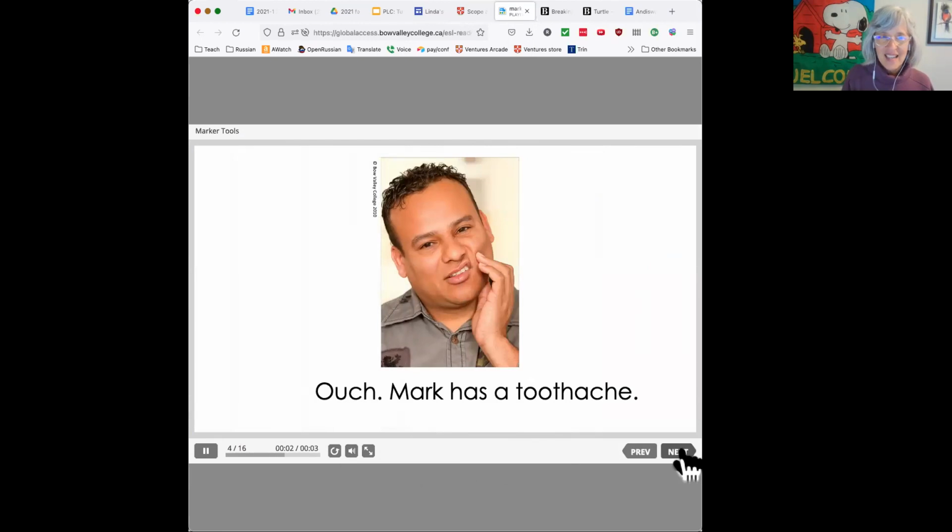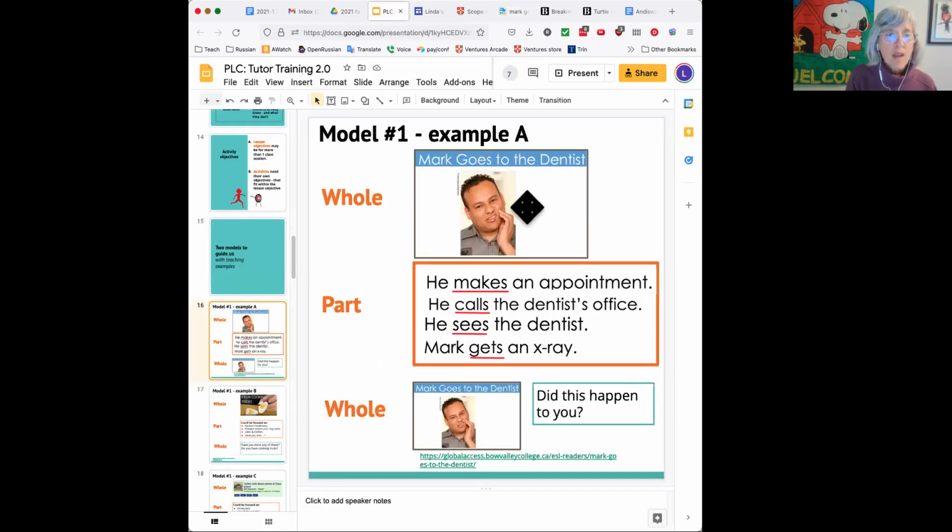Ouch. Mark has a toothache. Okay, so you get the idea. And Bow Valley has a whole ton. Some of them are a little harder than this. Some are easier, actually. So we have the book, and that's the whole.